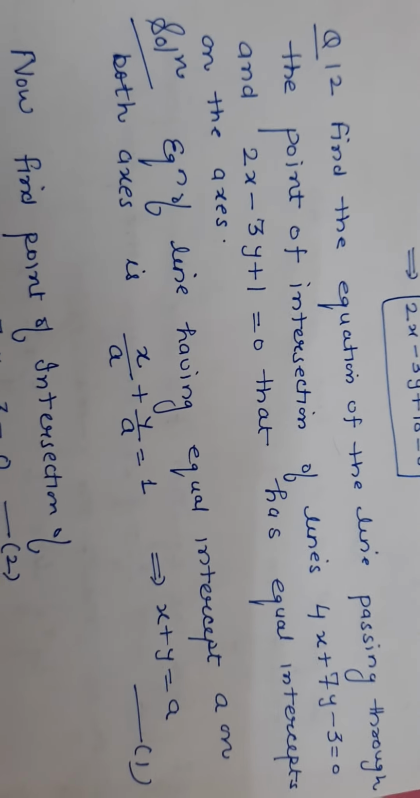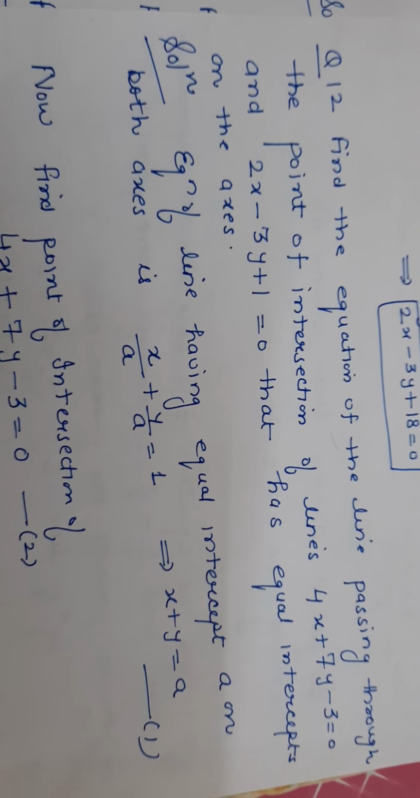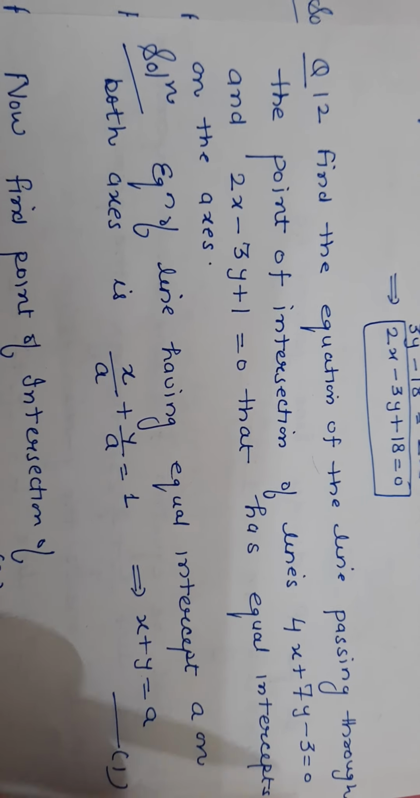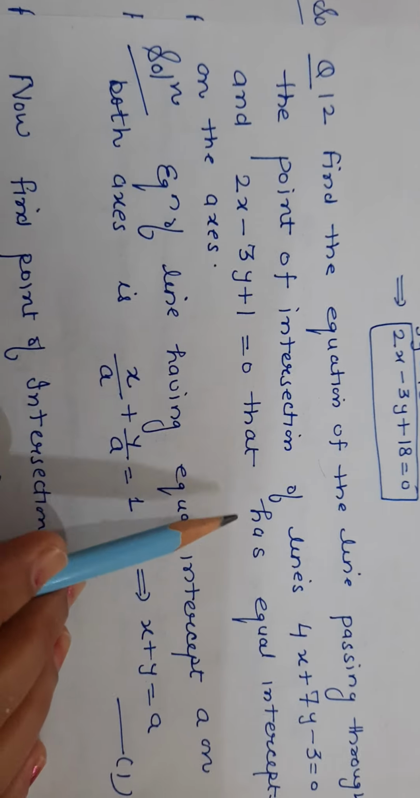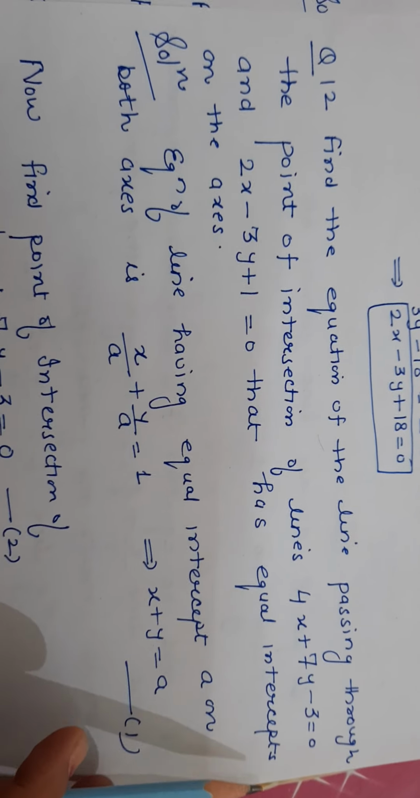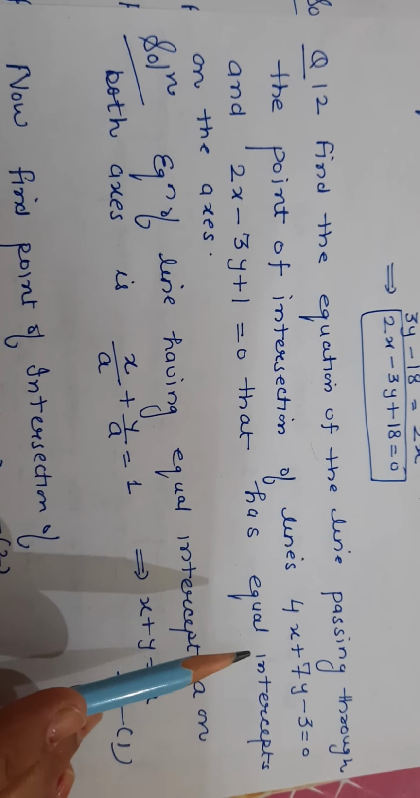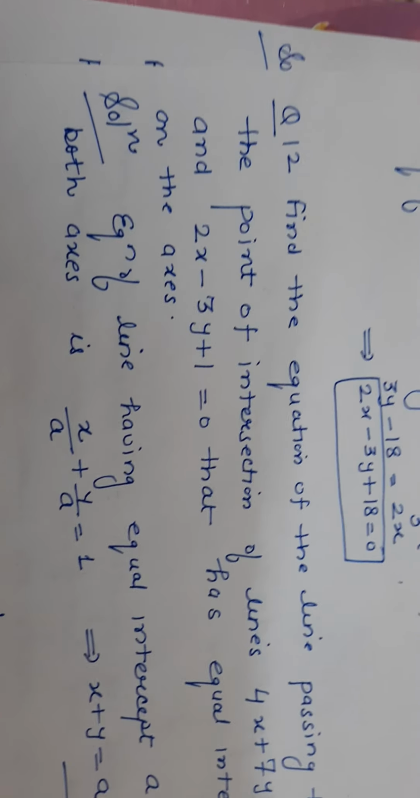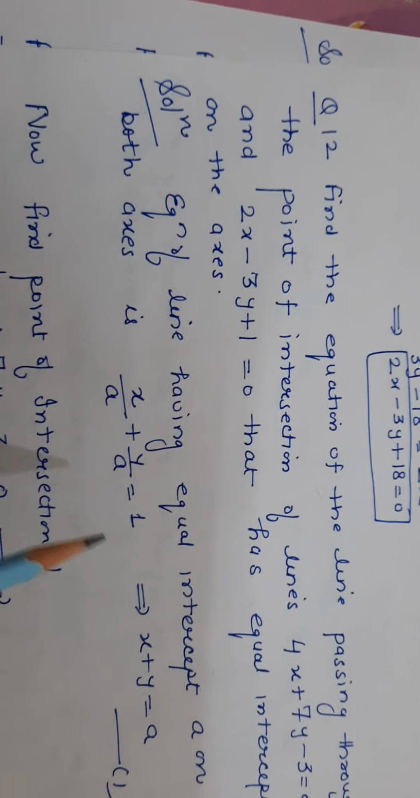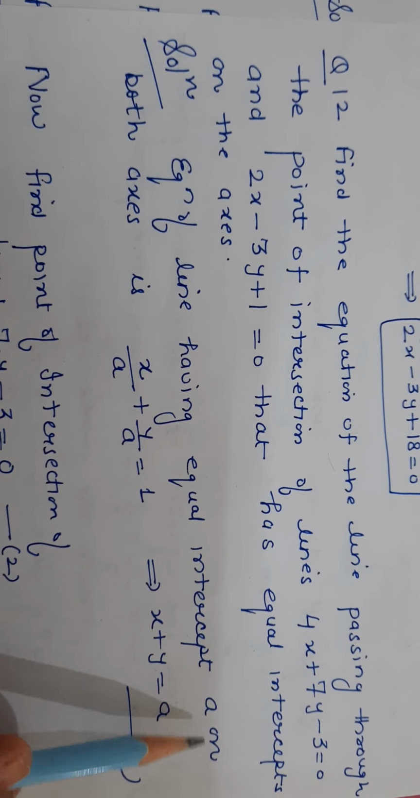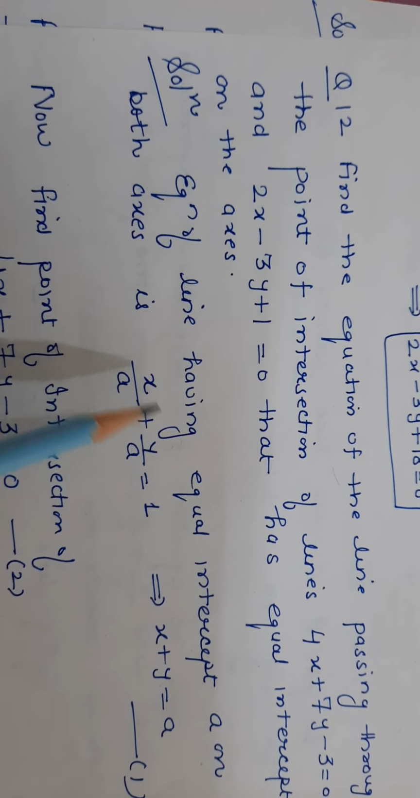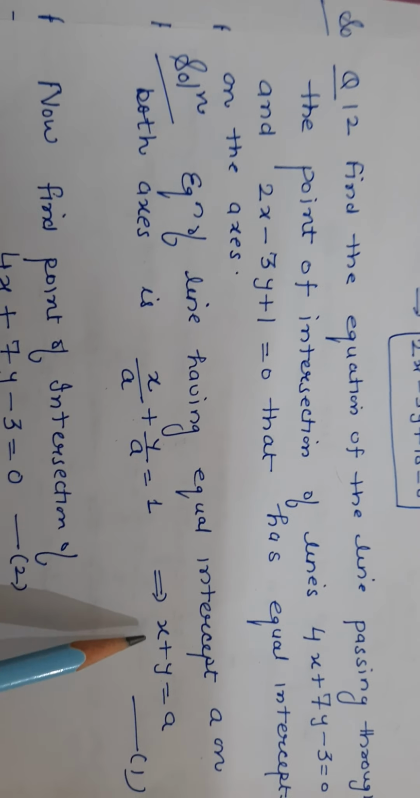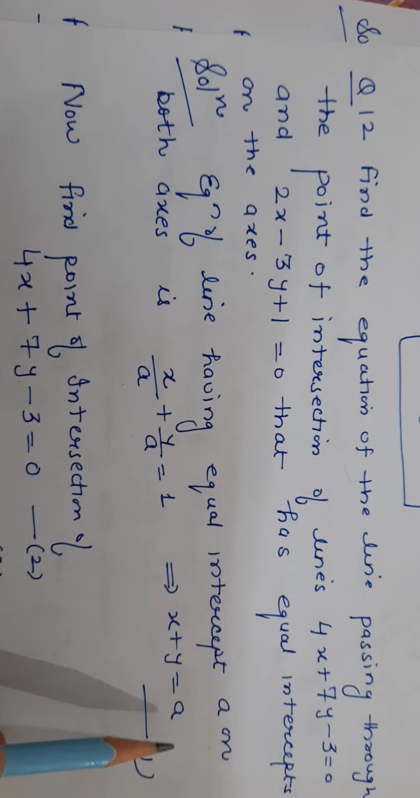Next question, question number 12. Find the equation of the line passing through the point of intersection of these two lines that has equal intercepts on the x-axis and y-axis. Now it is given in the question, the line is making the same intercept on both the x-axis as well as the y-axis. So first we suppose the line is making intercept a on both axes. So its equation is x by a plus y by a equal to 1. So this is x plus y equal to a, right?